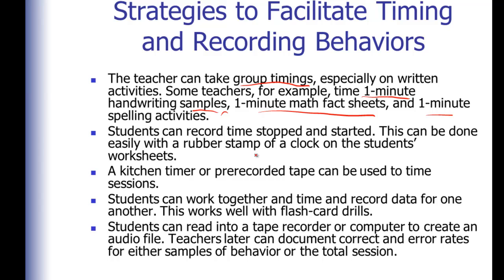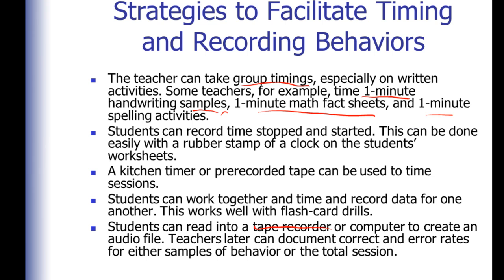Stop and start time, that can be done easily in a rubber stamp or clock or the students' worksheets. A kitchen timer, pre-recorded tape, can work together in time, record one another. Student can read into the tape, record the computer, or create an audio file. Tape recorders are old. I would go to the computer and teach them how to do their reading samples there. And the nice thing about that is you can analyze it later. And also, if you're having them with the computer creating audio files, save them, archive them, so you have permanent record of how their reading samples change. Teachers later can document correct or errors of this.